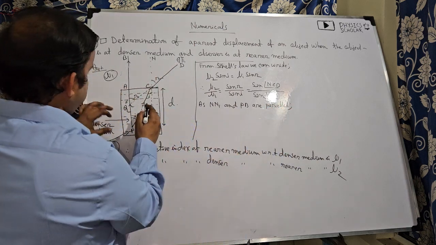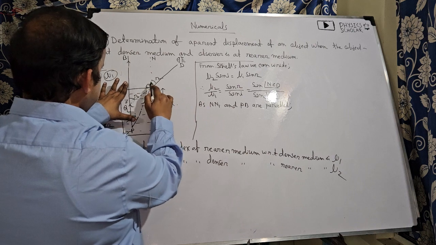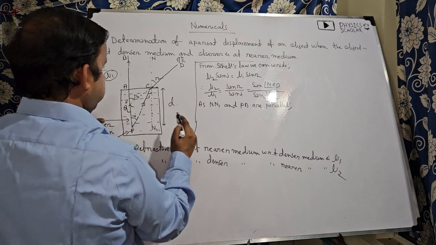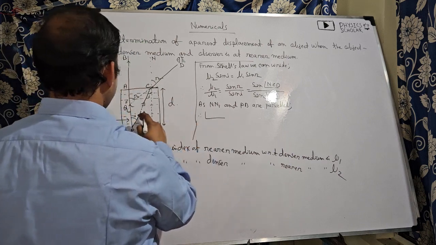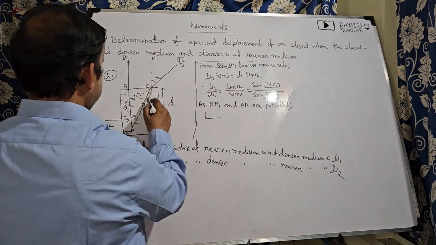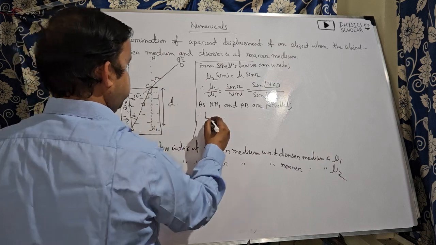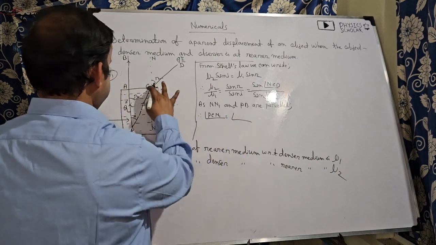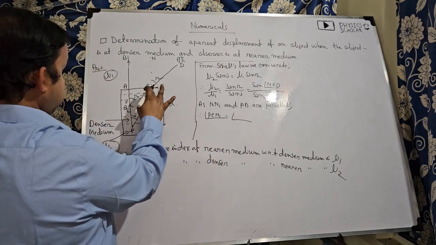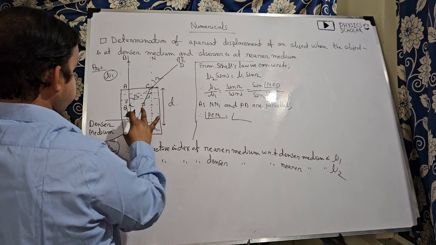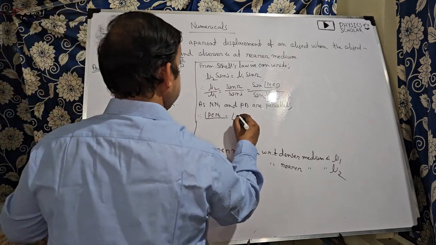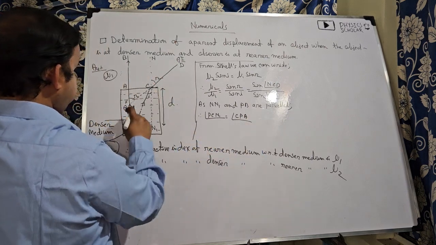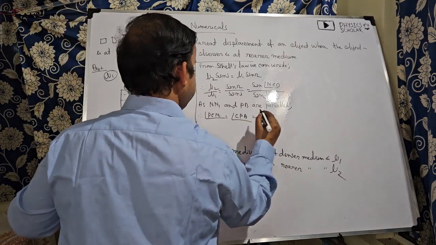So from the diagram, what can you write? These two lines are parallel. This angle will be equal to this angle, and this angle will be equal to this angle. So angle PCN1 is equal to angle CPQ. CPA you can write. Same, CPA is equal to i.